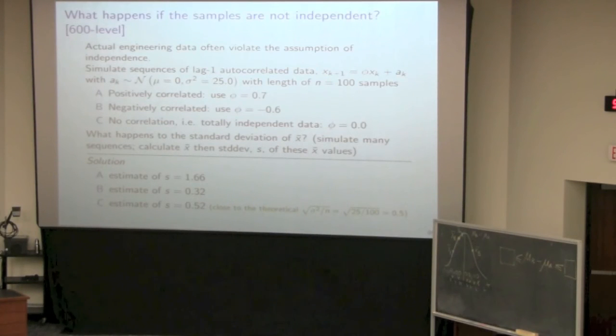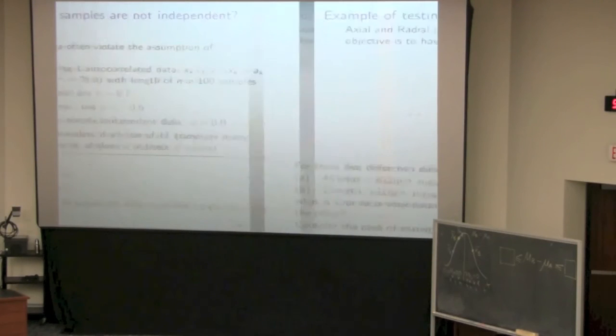Or in the case of negatively correlated data, your confidence interval actually becomes narrower. The point here is, as long as you know that you've got lack of independence, you can deal with it. If you simply go ahead and assume that the data are independent and they're not, you're going to get the wrong confidence interval than you might have otherwise. If you're interested in this, there's a full example that you can work through in R and simulate what happens in the case of lack of independence.